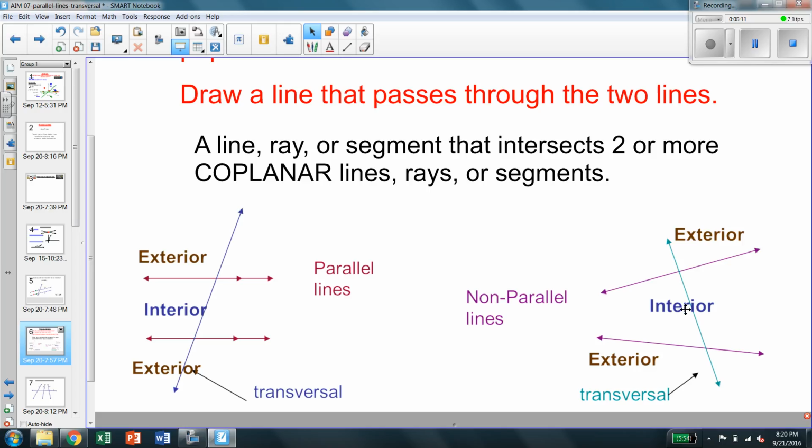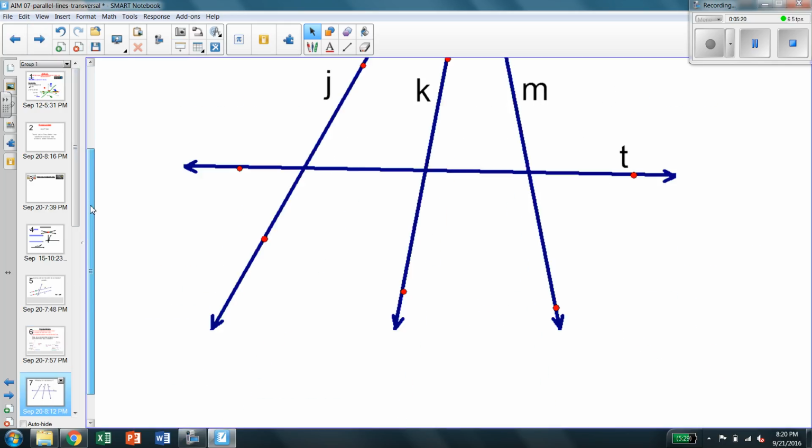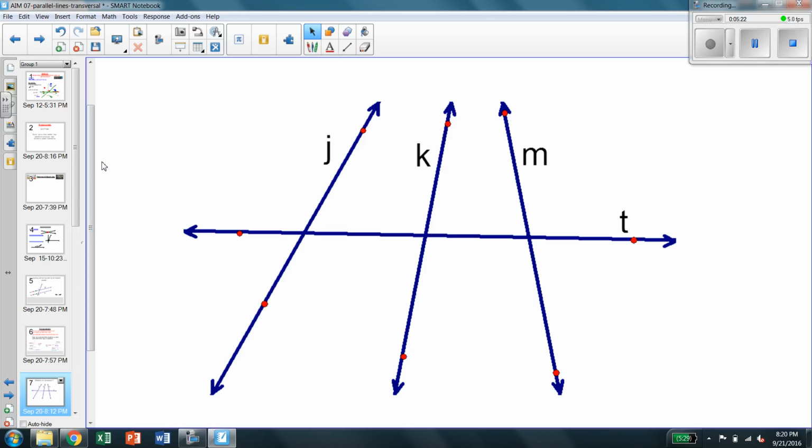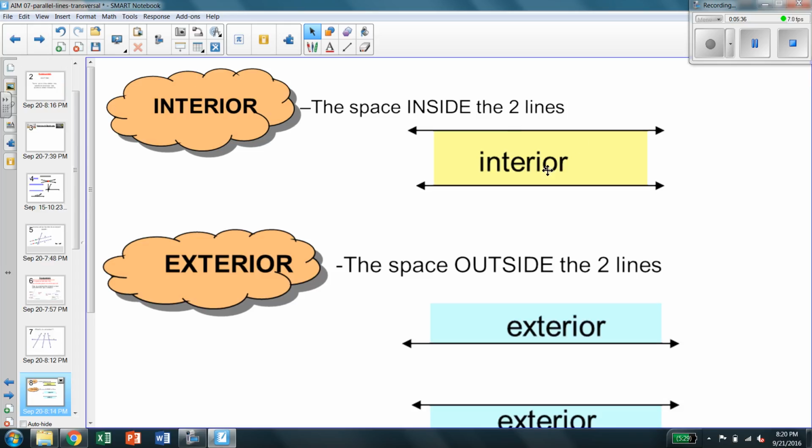And notice that inside the two lines is the interior space, outside is the exterior space. So, where's the transversal? Which one of these is the transversal? Remember, transversal cuts two or more lines. So in this case, line T is a transversal because it's intersecting line J, line K, line M. Again, the space inside the two lines is the interior space. The space outside the two lines is the exterior space.